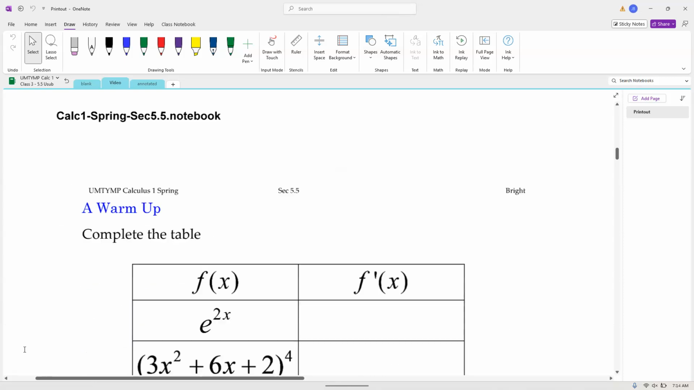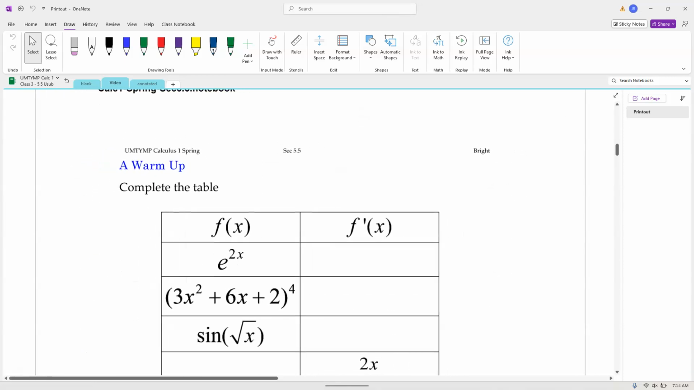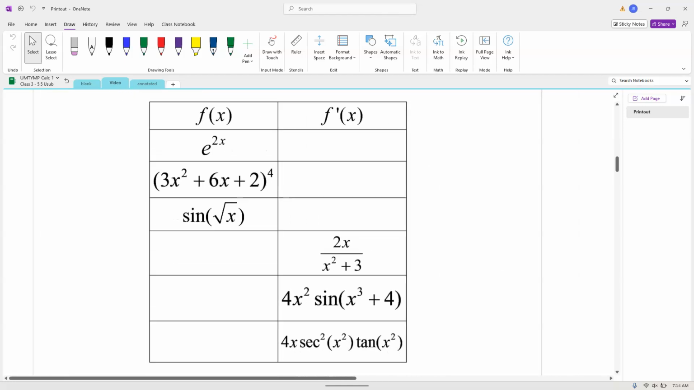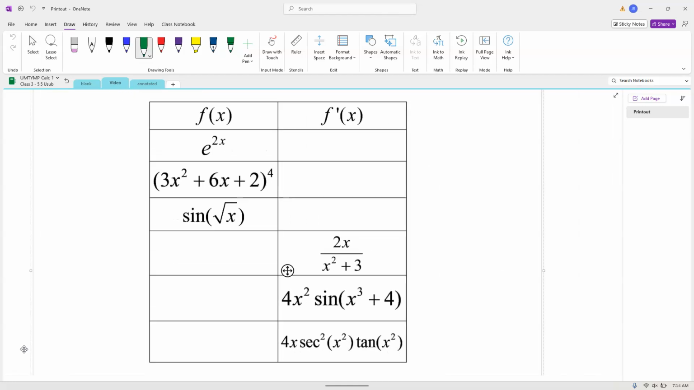Okay, so as a little warm up here, I have a table that has some functions and their derivatives, and so the first three you just have to differentiate, so that should be old hat, right? And then the other ones you have to find the antiderivative. So I want you to pause the video, try completing these, and resume the video when you're ready to see the solution.